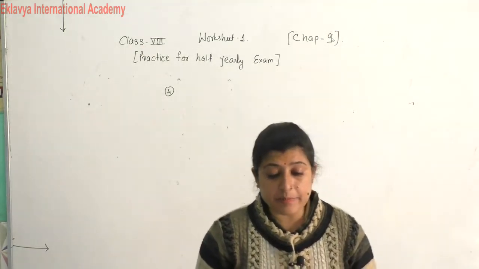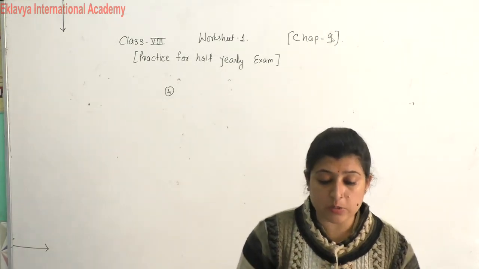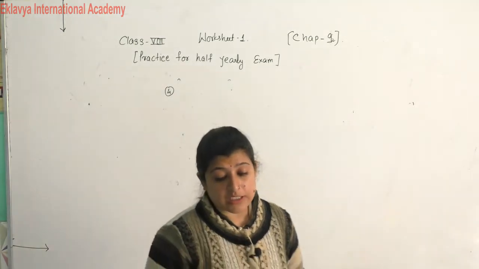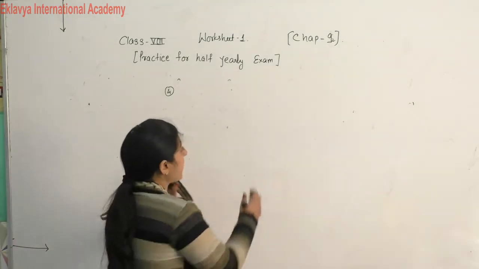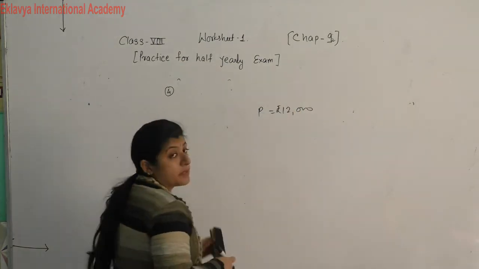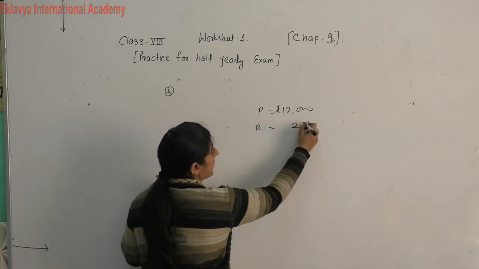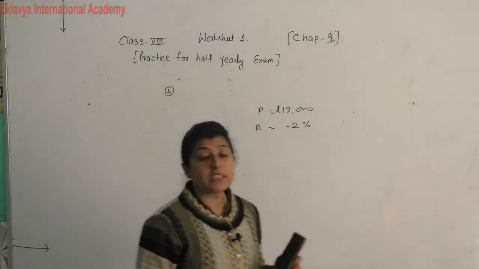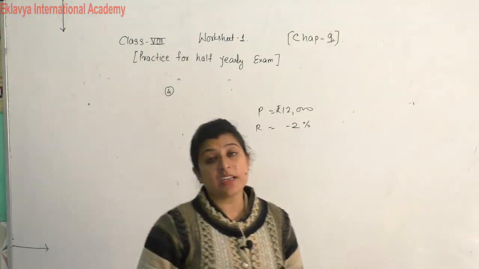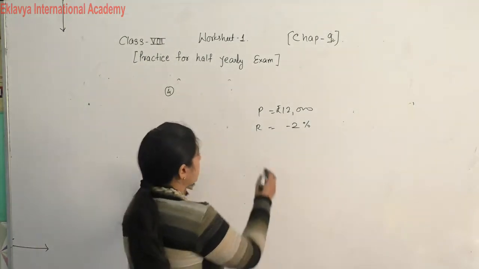Question number 6c. The price of a scooter depreciates by 2% of its value at the beginning of each year. Find the sale value of the scooter after 3 years. If it is present value, it means starting we can say it is a principal amount rupees 12,000. Rate 2%, but it is depreciation. Depreciation means every year it is decreasing. So that's why we will take rate with minus sign. And time is your 3 years.